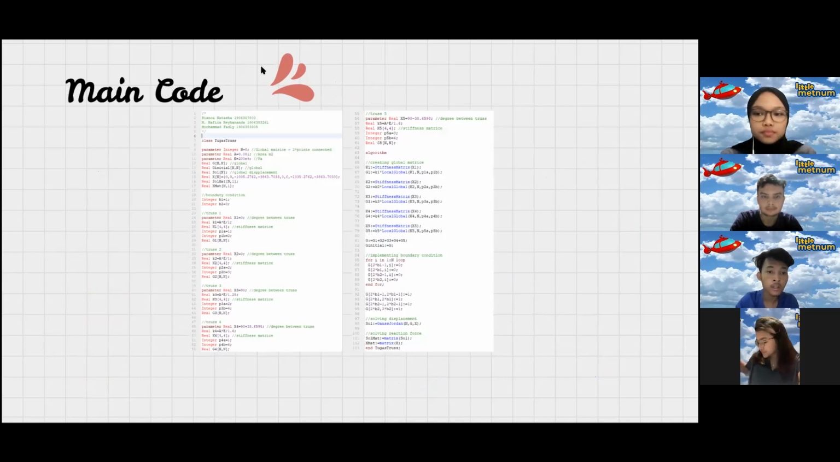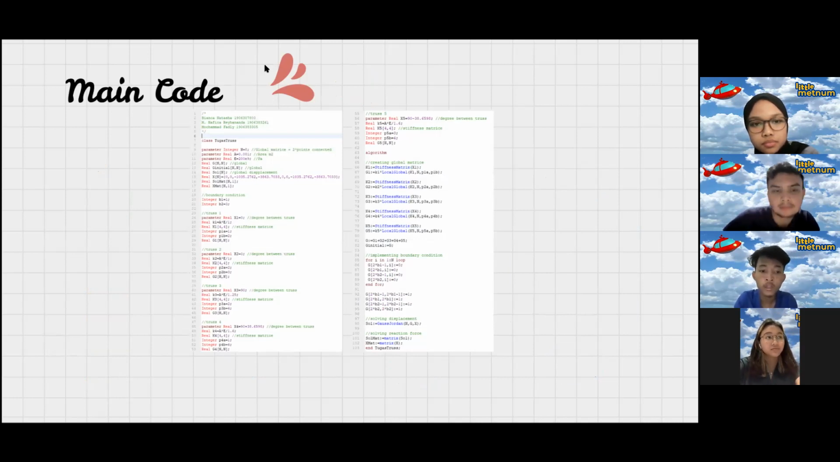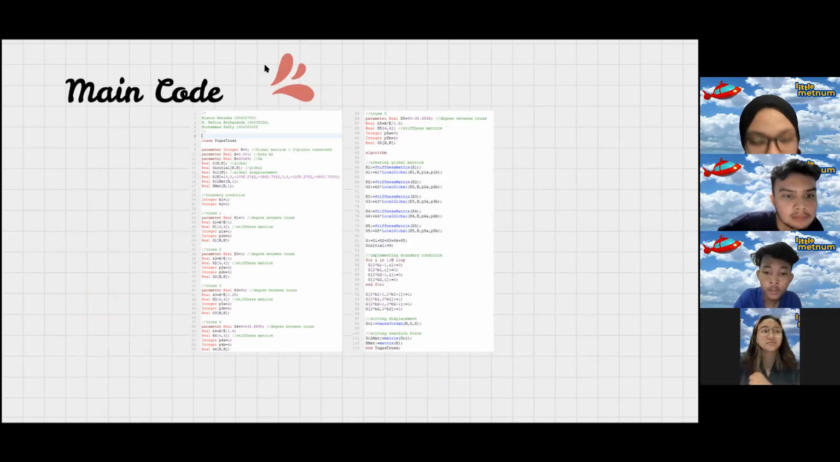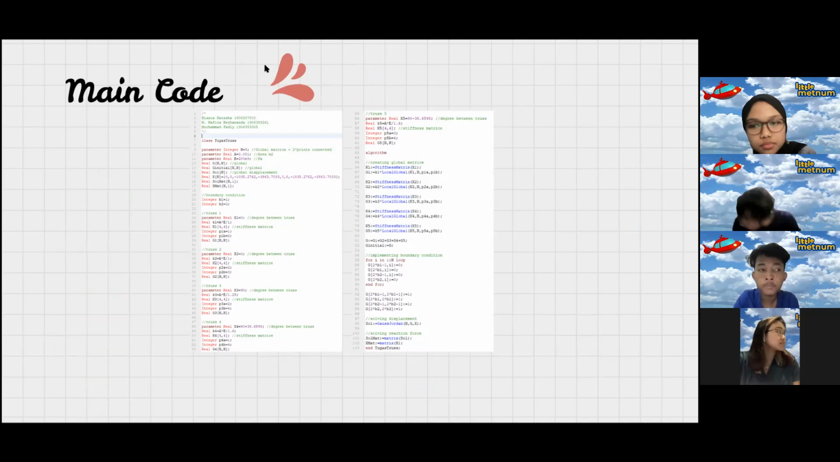Then we go straight into the main code. So here is the main code. For the trusses, we have the parameters, the G figure, the N figure, the X figure, and then we have the integer, etc. And we will have the Gauss-Jordan formula to solve the displacement itself. Then we implement the boundary condition and create the global matrices. And that's all.